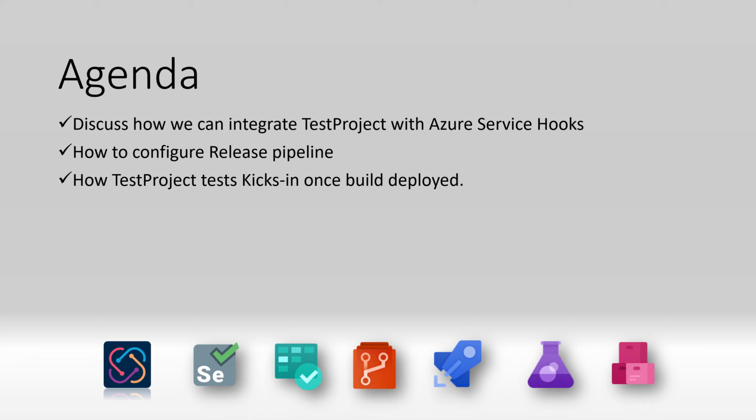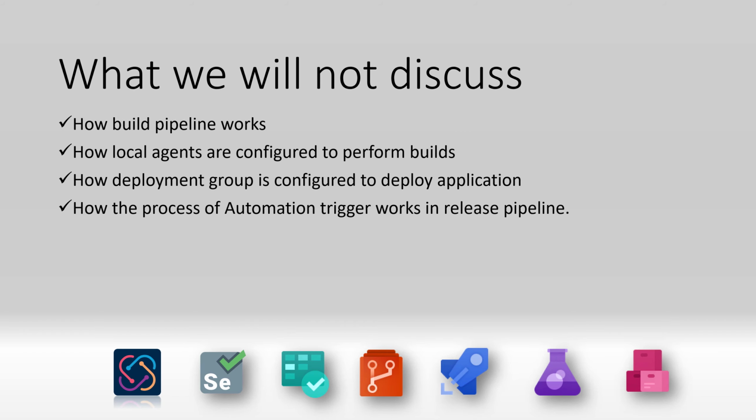So this whole discussion is the agenda of this particular video. As that said, we are not going to discuss some of the other topics, such as how the build pipeline works, how the local agents are configured to perform the build within my local machine, how the deployment group is configured to deploy the application within my local Internet Information Server, and how the automation trigger works once the build is completed and the release pipeline automatically kicks in to run that build. All those things we're not going to be discussing. Again, if you think that's something you're looking for, please ignore this video, because we're not going to talk about the Azure DevOps side.